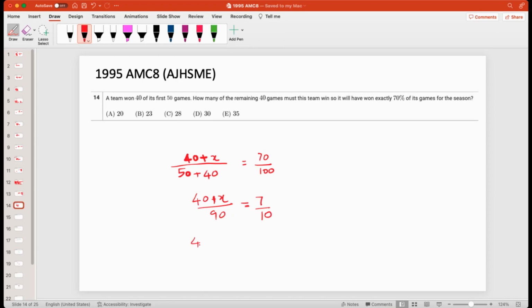So this will be 40 plus x is equal to 560 by 10. Oh, sorry, it's not 560, it's 630 by 10, which is nothing but 63. So x becomes 23. That's your answer. Option B. Okay. Going to the next question.